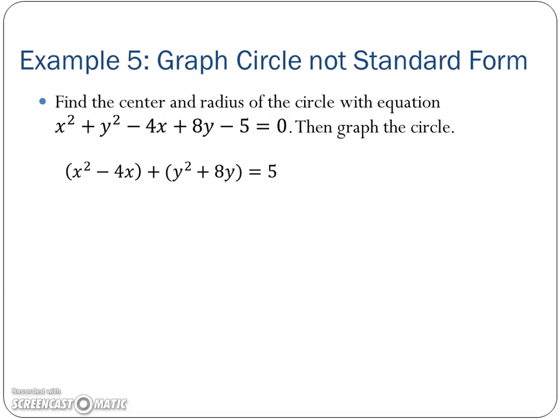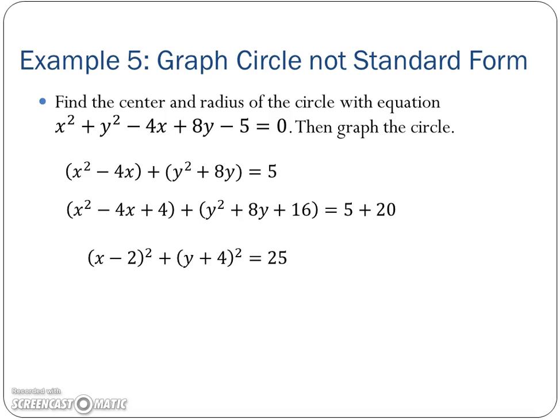To complete the square with the x's, negative 4 divided by 2 squared is 4, so we're going to add 4. And with our y's, 8 divided by 2 is 4, squared is 16, so we're going to add 16. Since we're adding 16 and 4, we're going to add 20 to the other side of the equation. Then we will factor our perfect square trinomials, so we get (x minus 2) squared plus (y plus 4) squared equals 25.